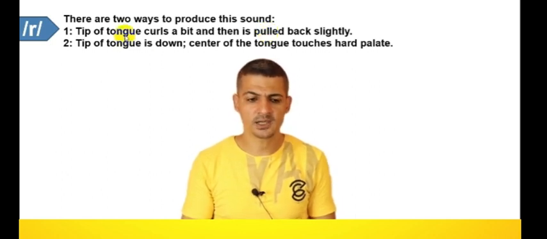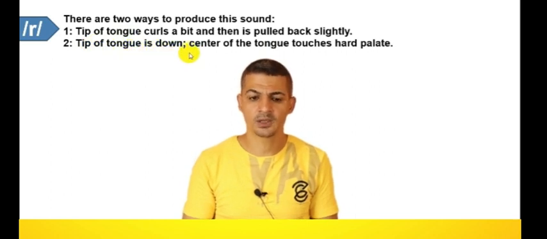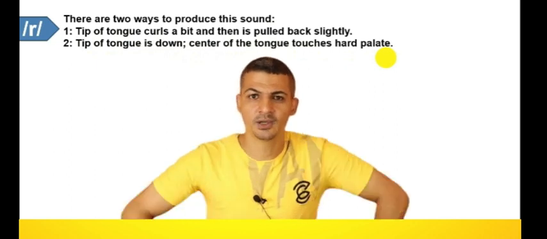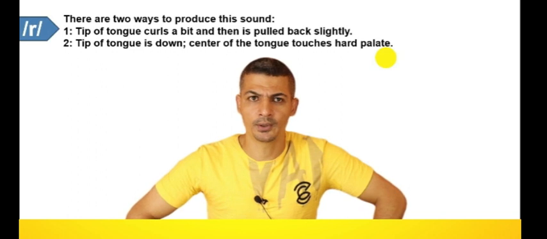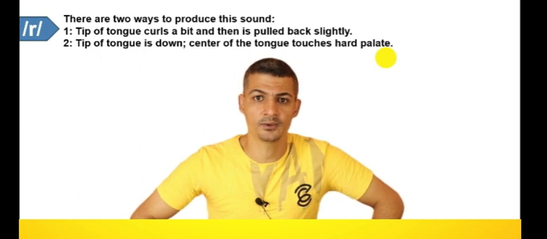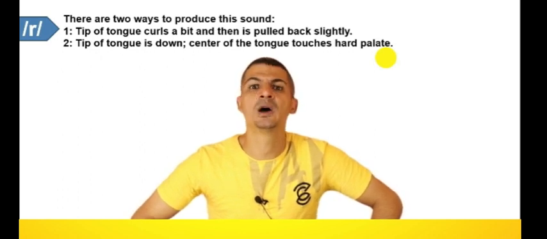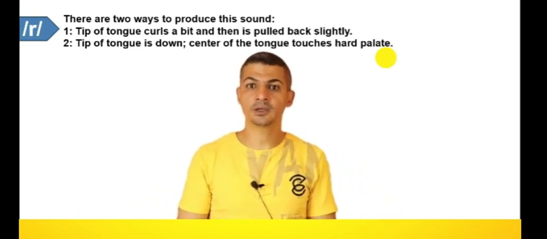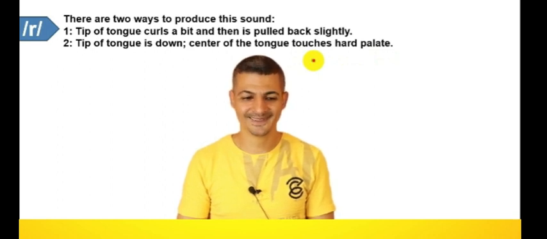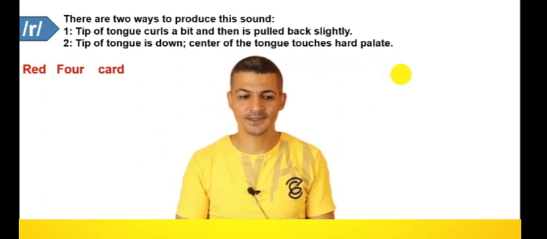Grammar. Okay, the second way is that the tip of the tongue is down and the center of the tongue touches the hard palate, and it's hard for me actually, and for most non-native speakers. Try it. Yeah, this is the second way. And the first way, for example: Ramadan, Rabia. Yeah. Okay, it's fun. Red, four, car.